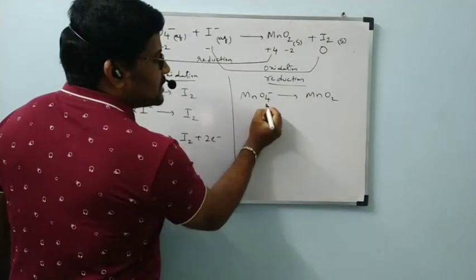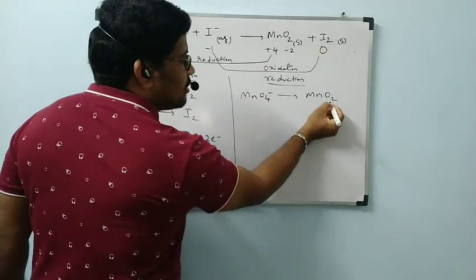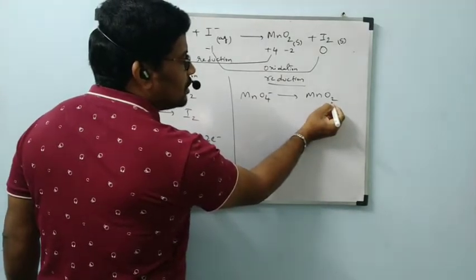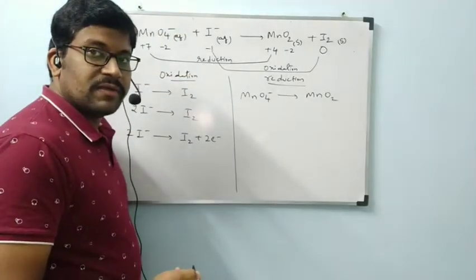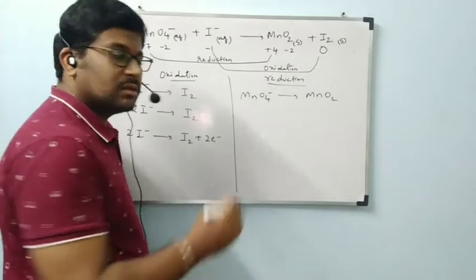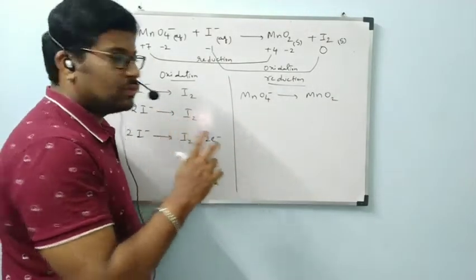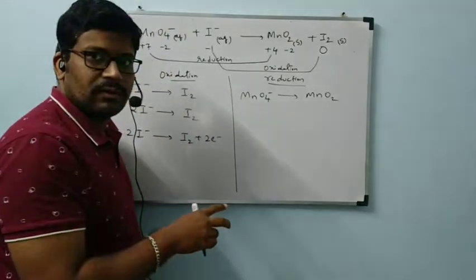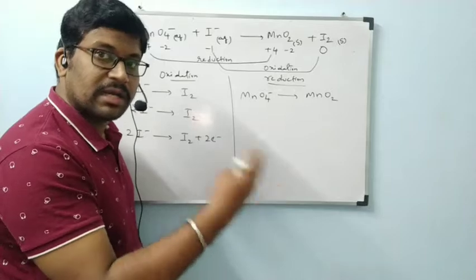Left side, how many oxygens do we have? 4 oxygens. Right side, how many oxygens do we have? 2 oxygens. We need to balance oxygen. On which side do we have to add oxygens? Right side. How many? The difference is 2. Here 4, here 2 we have. How many oxygens must be added on the right side? 2 oxygens must be added on the right side.